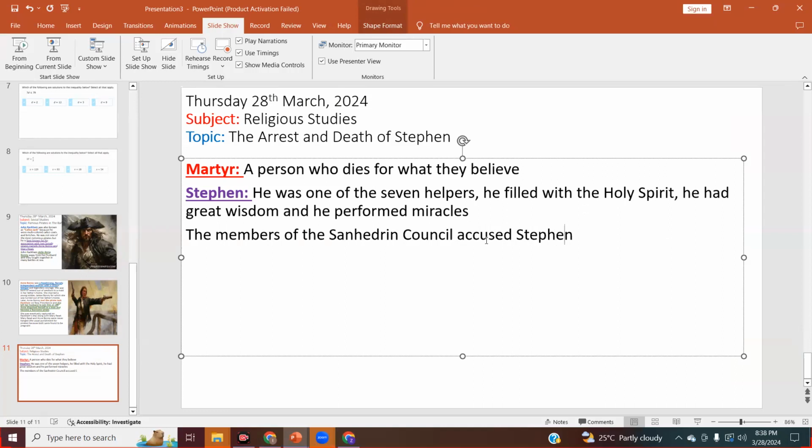The members of the Sanhedrin Council accused Stephen of blasphemy and dragged him out of the city.